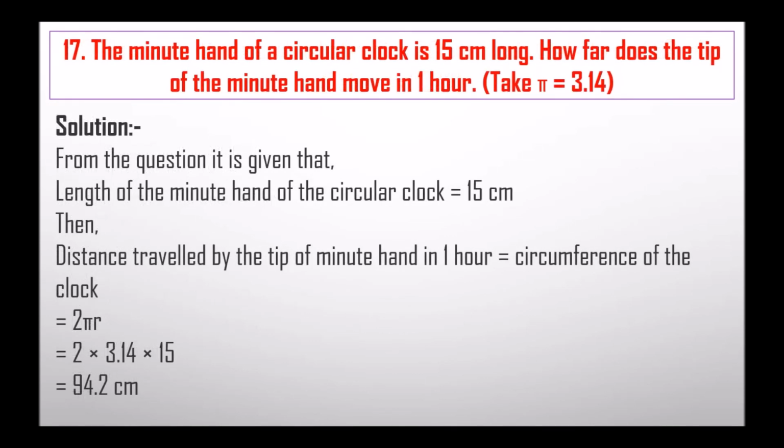17th question. The minute hand of a circular clock is 15 centimeter long. How far does the tip of the minute hand move in 1 hour? Take pi equals 3.14. So length of the minute hand of the circular clock is 15 centimeter. Distance traveled by the tip of the minute hand in 1 hour equals circumference of the clock. So 2 pi r, that is 2 into 3.14 into 15, that is 94.2 centimeter.